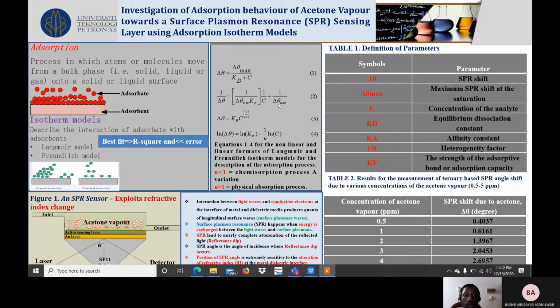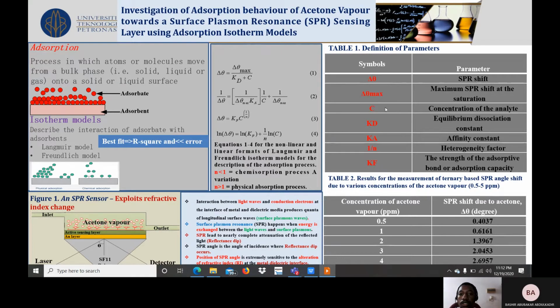In this case, we use these models. We use both the linearized form and the non-linearized form to describe this behavior. And from there, we also use the Freundlich model to see whether the adsorption behavior is chemical-based or a physical adsorption process. By having n less than 1, we will judge that yes, it is a physical adsorption. I mean, it is chemical adsorption. In this case, for these isotherm models, these are the definitions.